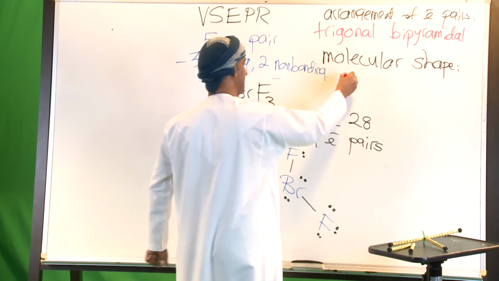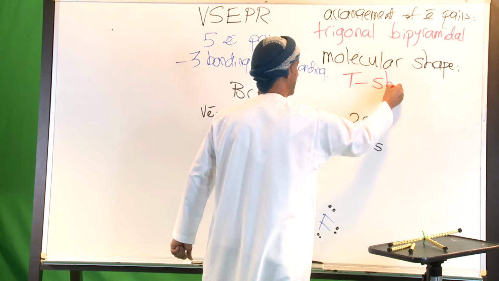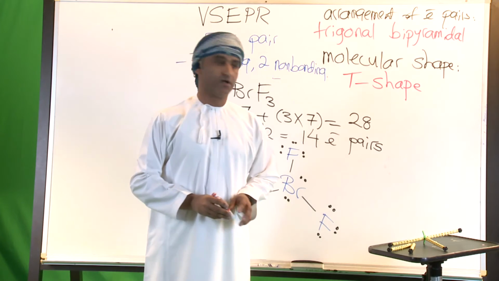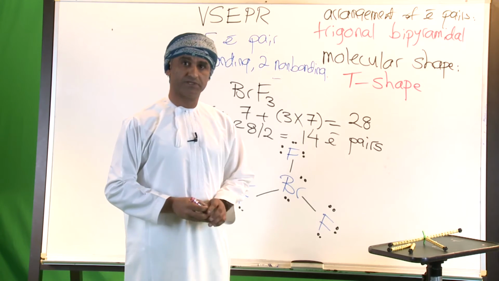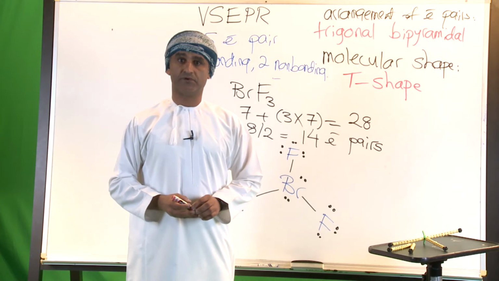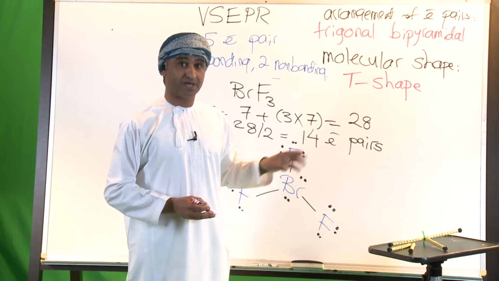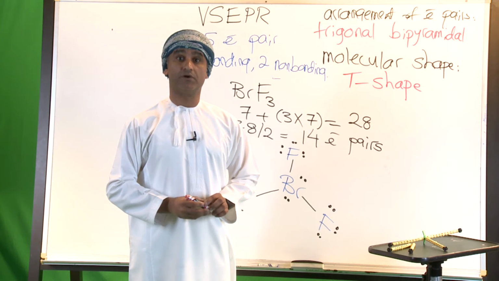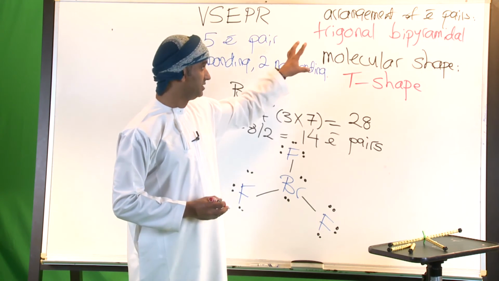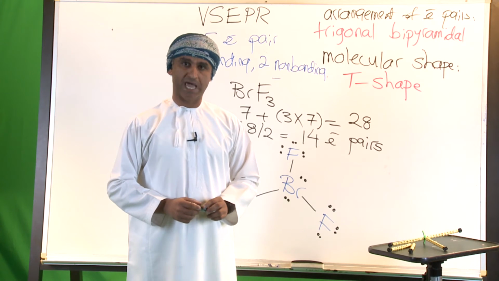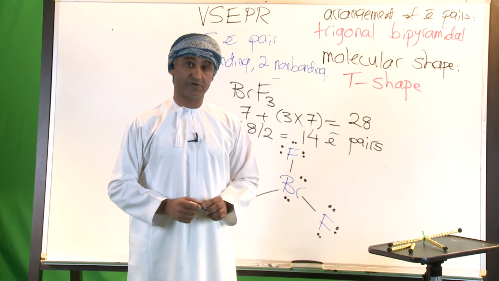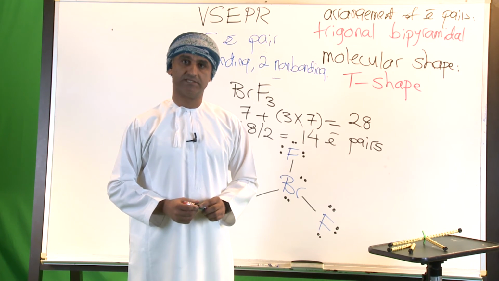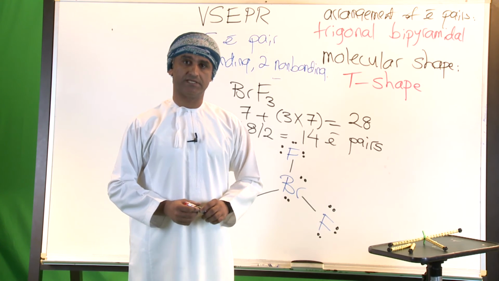The molecular shape is now T-shape to account for the presence of the 2 lone pairs of bromine. So to conclude, in the bromine trifluoride case, this is a 5-electron pair case. 3 of the electron pairs are bonding, 2 of them are non-bonding. The orbital shape or the overall arrangement of electron pairs is trigonal bipyramidal, whereas the molecular shape is T-shaped due to the presence of two lone pairs around the central bromine atom.